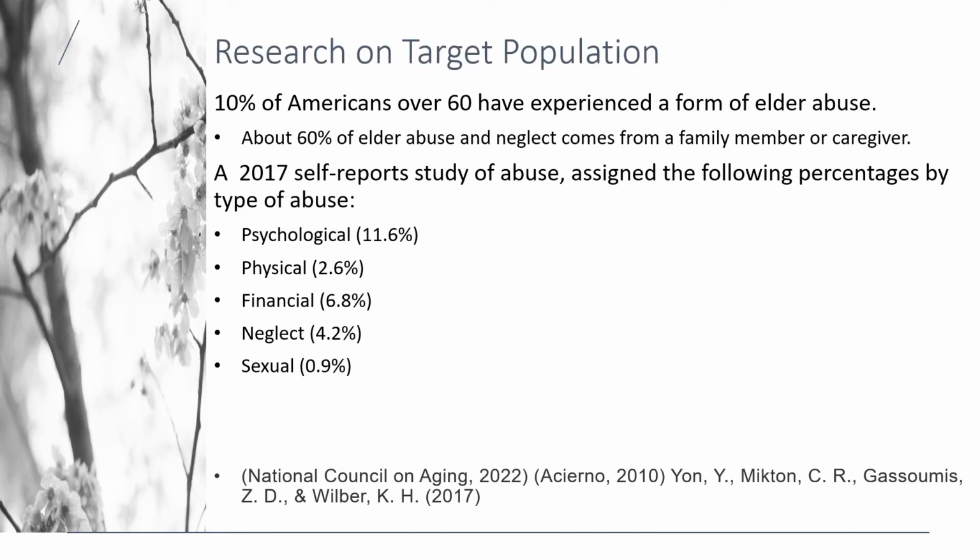Studies have found that at least 1 in 10 community-dwelling older adults experience some form of abuse in a prior year. 10% of Americans over the age of 60 have experienced a form of elder abuse, and about 60% of that elder abuse and neglect comes from family members or caregivers. A 2017 self-report study assigned the percentages of the abuse as psychological 11.6, physical 2.6, financial 6.8, neglect 4.2, and sexual 0.9.